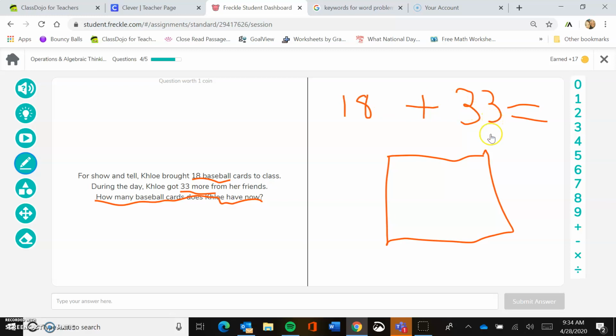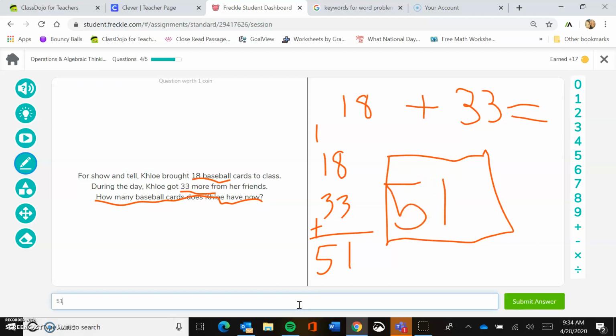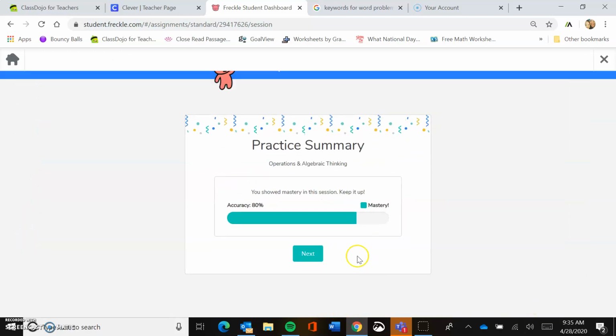8 plus 3 would be 11. I'll even write it over here if it's easier for you to see. 18 and 33. And we're adding 8, 9, 10, 11. So my 1 would go there. I'd bring my group of 10 up. And then I would add my 10s. 1 plus 1 is 2, plus 3 is 5. So your answer should be 51. Chloe should have gotten 51 cards. That's how many she has now. And we will check it. Okay?